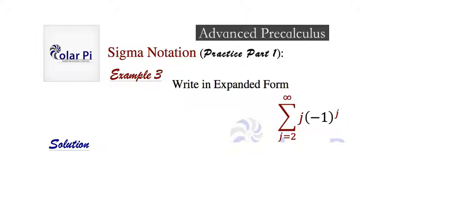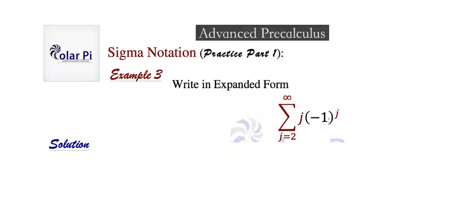But what do we do in this case? Well, as I said, we start with j equals 2, so we replace this j with 2, and then we multiply it by negative 1 to the second power. Negative 1 to the second power is positive 1, right? And so we have 2 times positive 1, which is just 2.